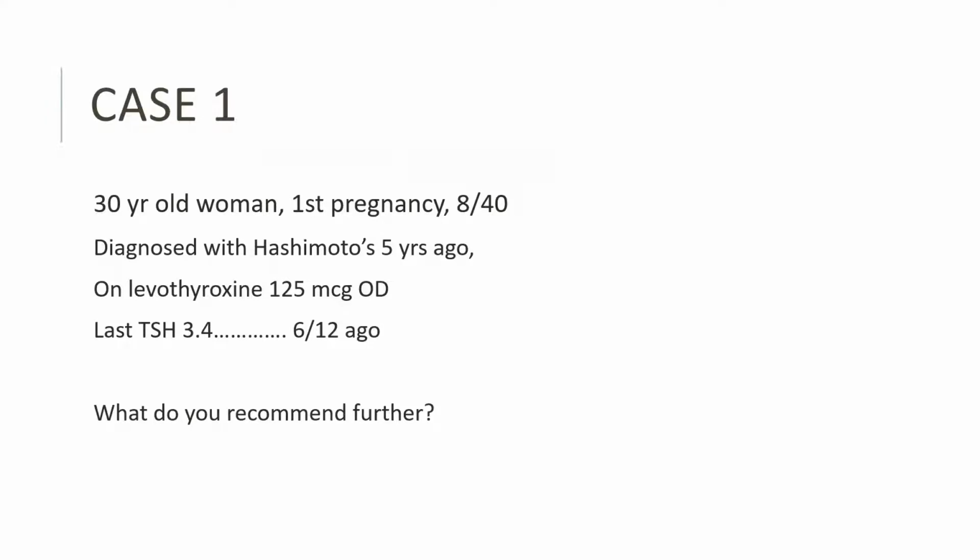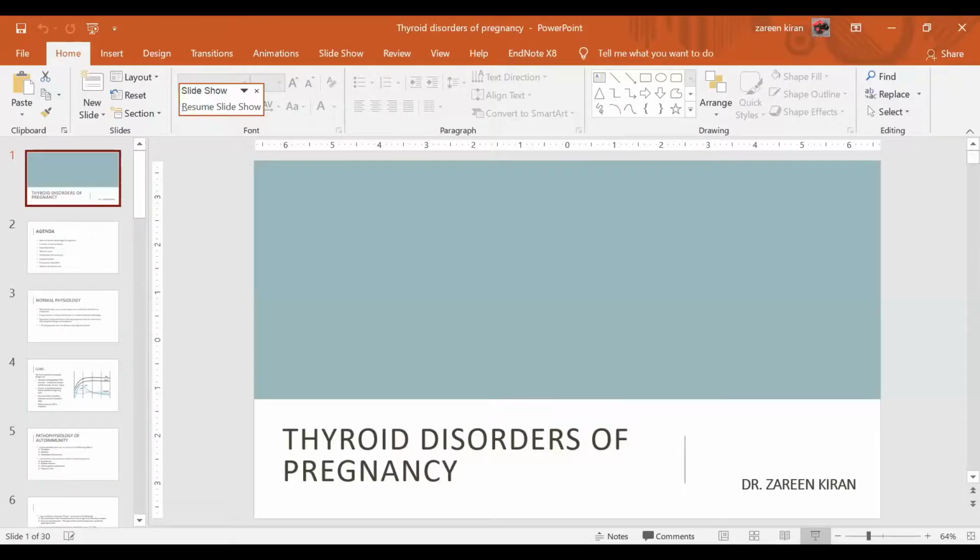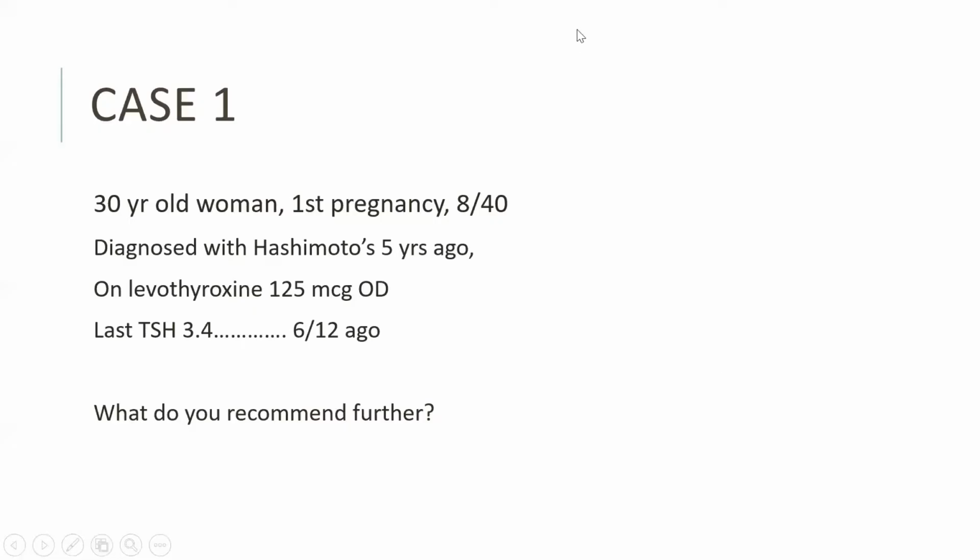Now let's brainstorm through a few cases. This is case number 1: a 30-year-old woman, first pregnancy, 8 weeks, diagnosed with Hashimoto's 5 years ago, on levothyroxine 125 microgram per day. Last TSH was 3.4, performed 6 months back. Now she's 8 weeks pregnant. So what do you recommend further? Increase the dose by 25 to 30%.